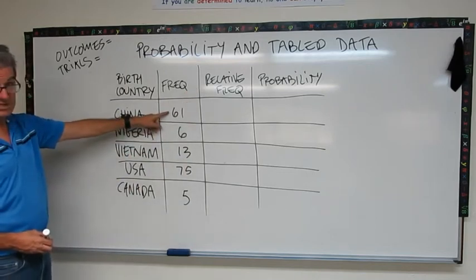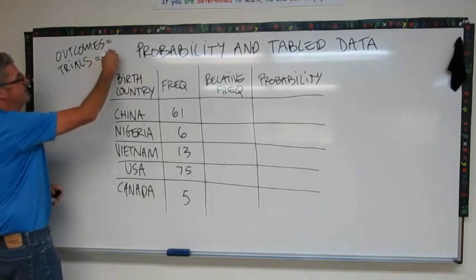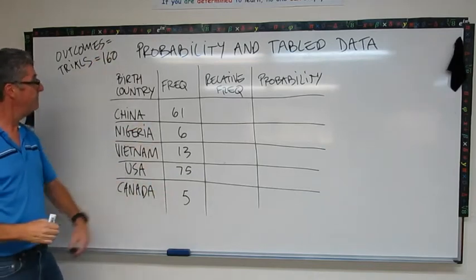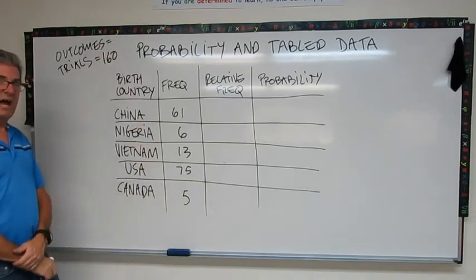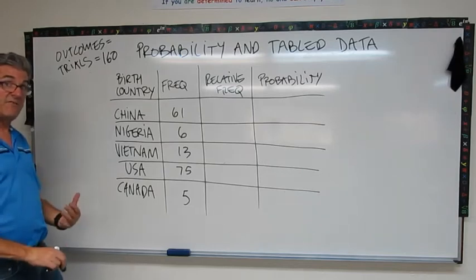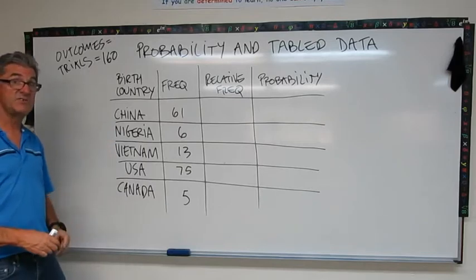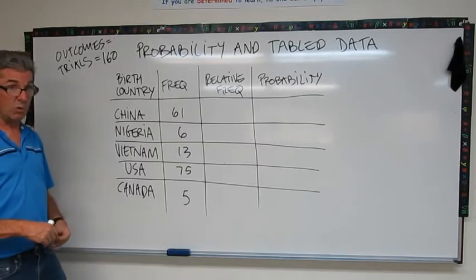We get that just by adding up all these numbers, and we get 160. And just for grins, how many outcomes do we have? If you thought 5, you're right. There are 5 different answers, 5 different outcomes to our question, where were you born?